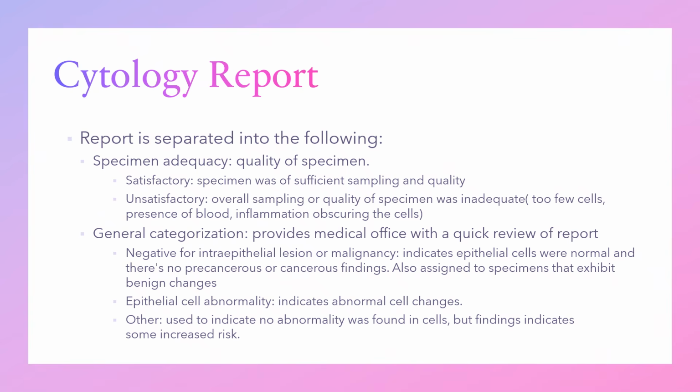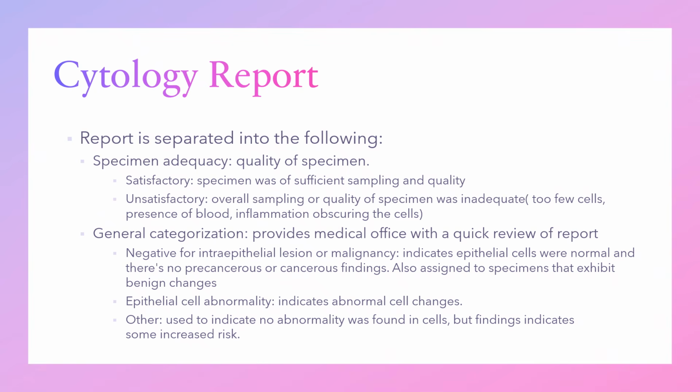The next category we have is general categorization. This provides medical offices with a quick view of the report. So we have negative for intraepithelial lesion or malignancy that indicates epithelial cells were normal and there's no precancerous or cancerous findings. It's also assigned to specimens that exhibit benign changes.